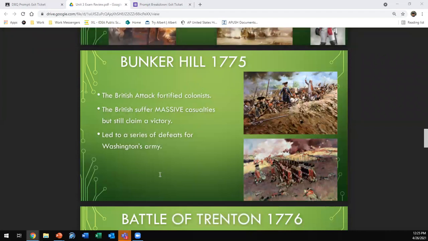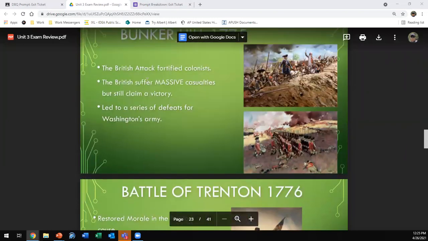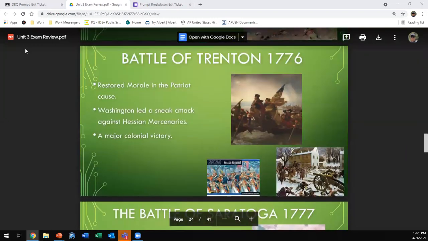We're just going to go over some key battles. Bunker Hill. British suffer major casualties, but still take the field and win the battle, despite losing thousands or hundreds at the very least. Battle of Trenton, 76. In December of that year, after a string of defeats suffered by Washington and the Continental Army, being chased out of and around New York, Washington will lead them to sneak up on some Hessian mercenaries and capture and defeat them in one of the best early victories in the revolution. It restores morale in the Patriot cause. It keeps the army from splitting up and quitting.